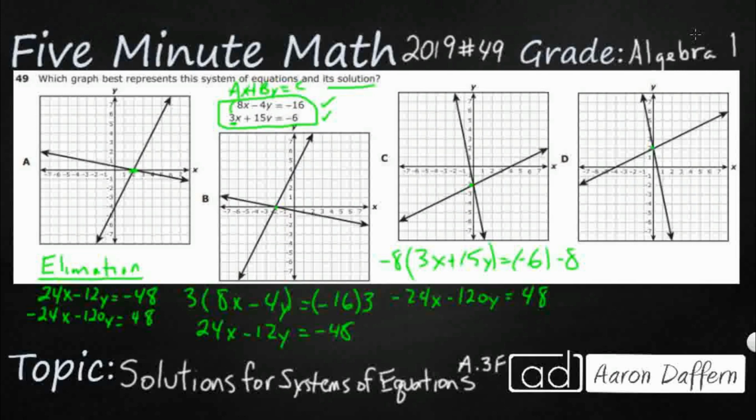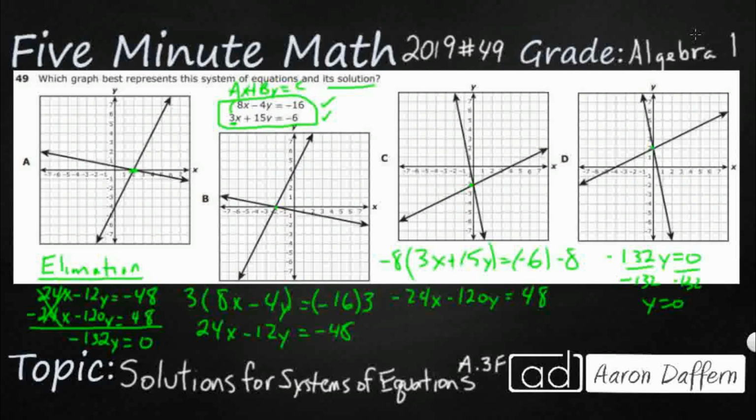Watch this. So if I add these 2 equations here, all I was trying to do is get rid of the x's, right? So 24x minus 24x, that's going to get you your 0. That's what I want. So I got a negative 12y and a negative 120y. So that's negative 132y. But now I've got a negative 48, and then I've got a positive 48. So that's just 0. Okay, so now I need to solve for y. All right, so negative 132y equals 0. That's pretty easy. Divide both sides by negative 132. What do you get? y equals 0. All right, so there's my y.